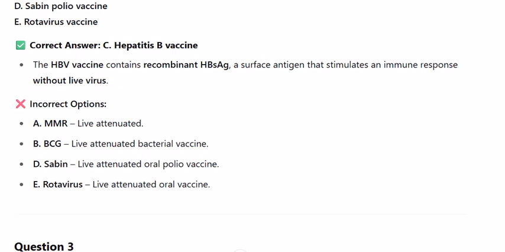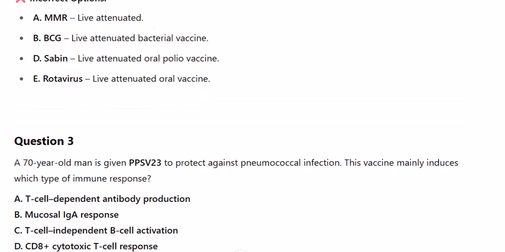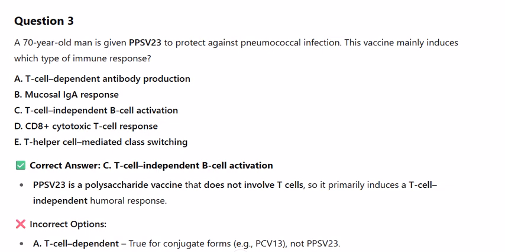Question 3. A 70-year-old man is given PPSV23 to protect against pneumococcal infection. This vaccine mainly induces which type of immune response? A. T-cell dependent antibody production. B. Mucosal IgA response. C. T-cell independent B-cell activation. D. CD8+ cytotoxic T-cell response. E. T helper cell mediated class switching.